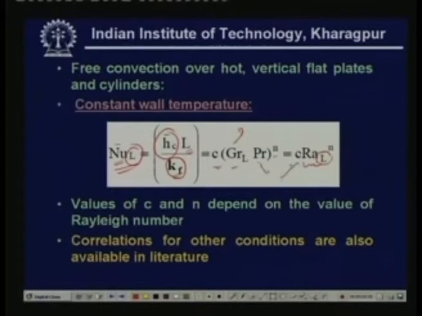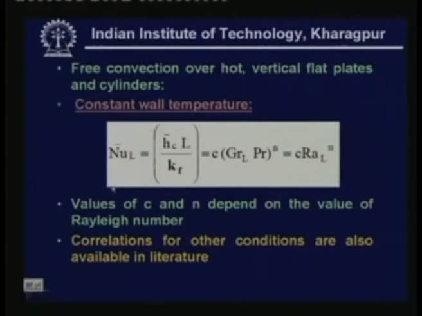So, here again you can see that there are constants C and n, and the values of C and n depend on the value of Rayleigh number. So, just like the earlier expression where we had values for C and n for different Reynolds number, for this particular case also the values of C and n for different values of Rayleigh number have been obtained and they are tabulated. So, we can find these values if you know the Rayleigh number, right. And correlations for other conditions are also available in literature, for example for horizontal flat plate or horizontal cylinders, etc. Okay. So, what I am showing is just a typical example of heat transfer coefficient correlations.